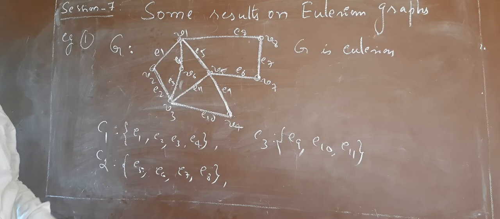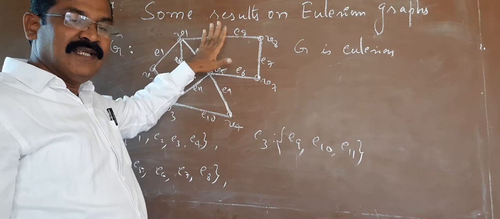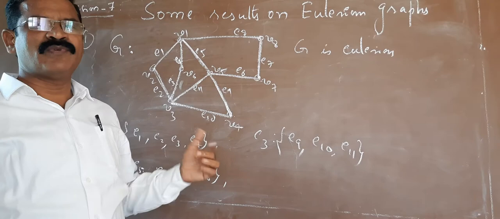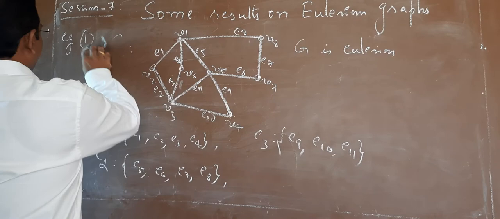The other characterization of Eulerian graph says, once the graph G is Eulerian, then it is possible to partition the edges into cycles. So both the theorems we have applied for this particular example. Now we consider another example, the second example.